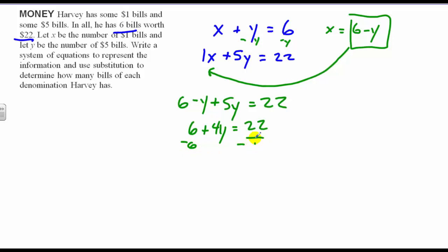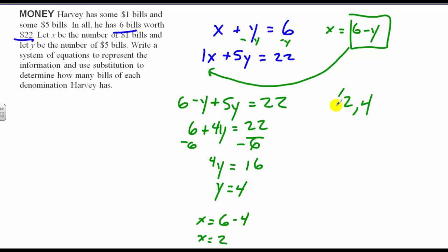Subtract 6 from both sides. That gives me 4y equals 16. y is going to equal 4. I have x equals 6 minus y, or 4, which means x equals 2. That means 2 and 4 is my ordered pair, which means I have two $1 bills and four $5 bills, which makes a total of $22, as you can see.